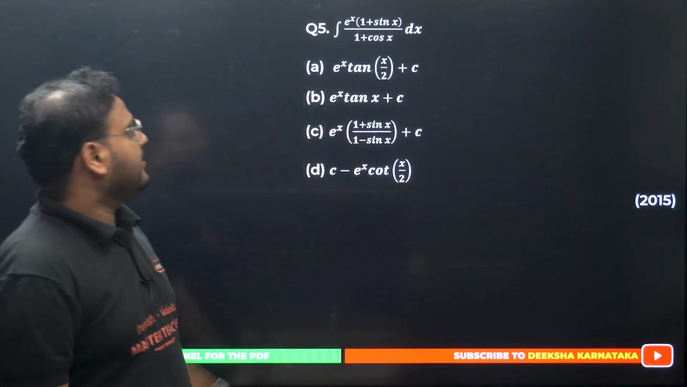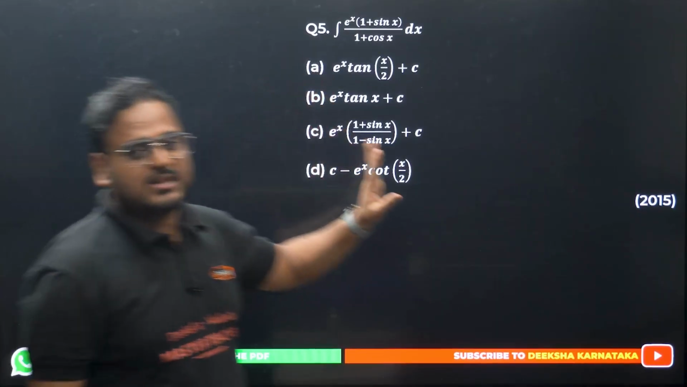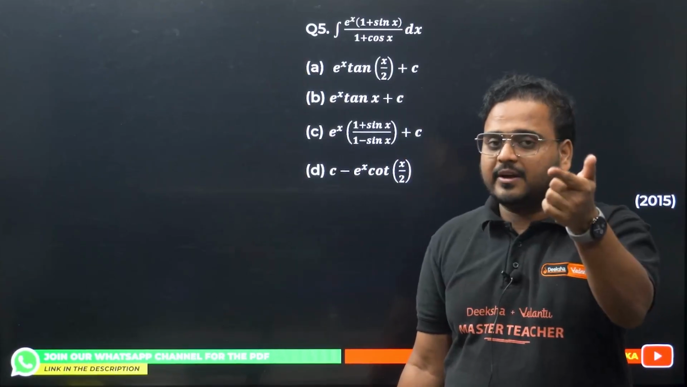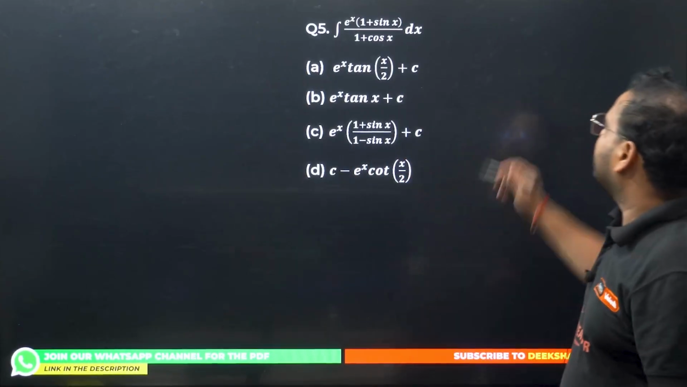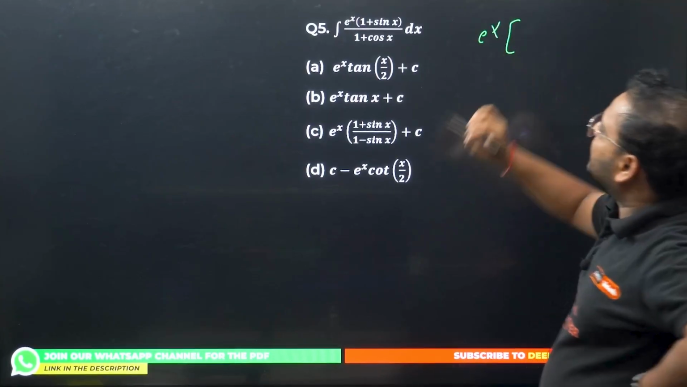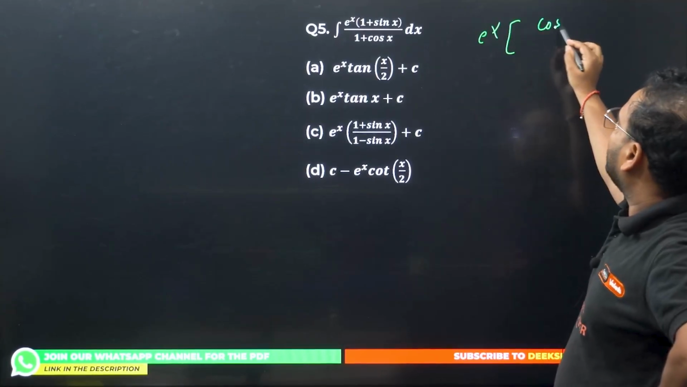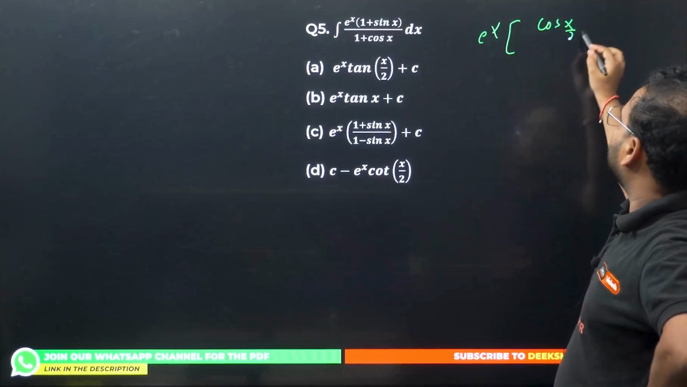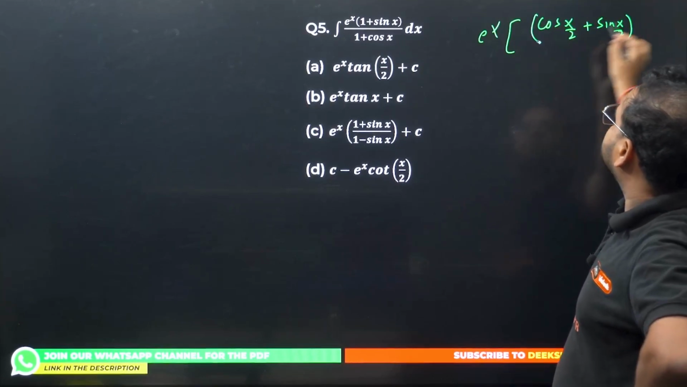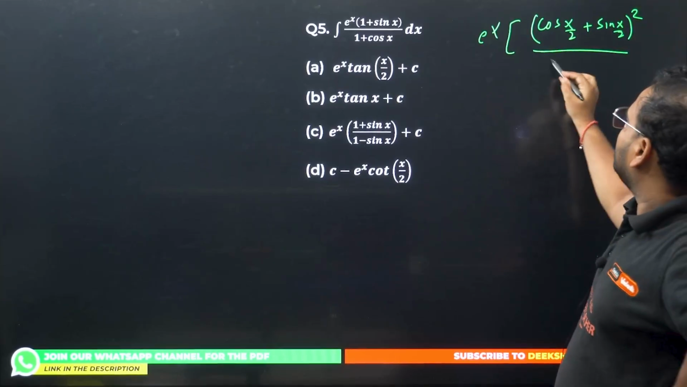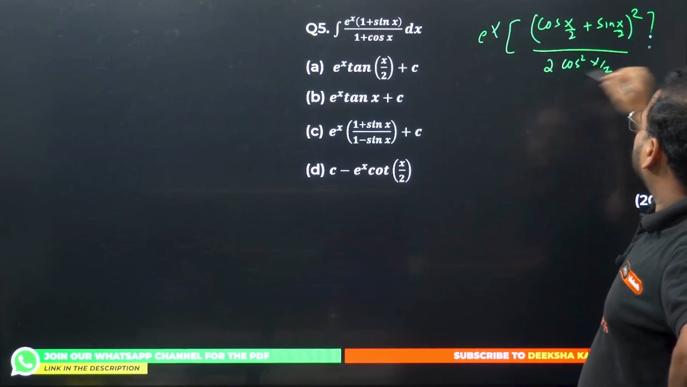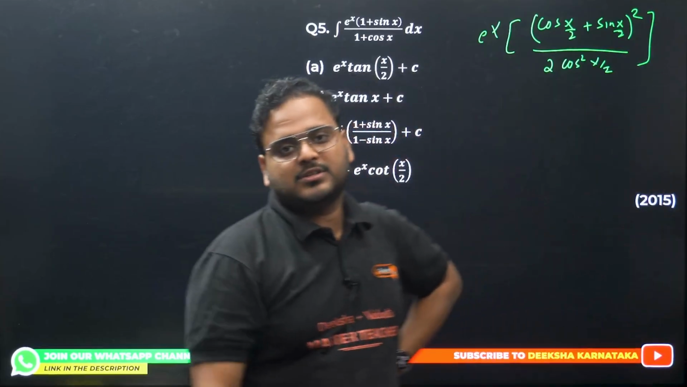Question number 5: integral of e^x (1 plus sin x) by (1 plus cos x). Again, we'll have to think of what formula to identify. Once the formula is there, the question becomes very simple. I can write 1 plus sin x as (cos x/2 plus sin x/2) the whole square, and 1 plus cos x will be 2 cos square x/2. Correct? All of you know this.